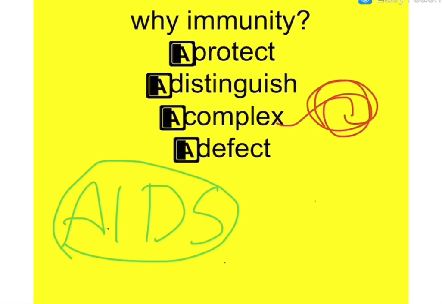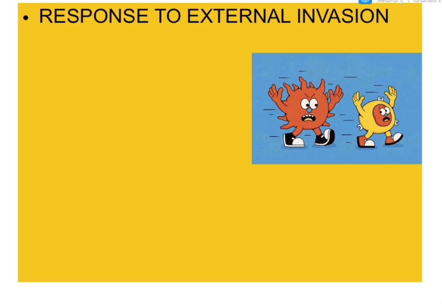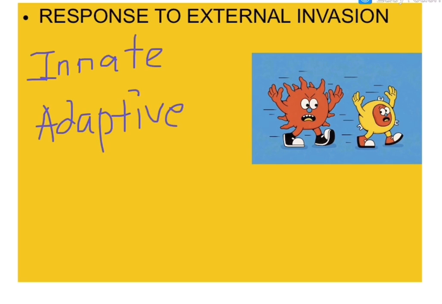On the other hand, if there is a defect in the immune system, it may also lead to the immune system attacking its own body tissues. That's another complication. Let's look at it in the pathology. So, looking at the response, our bodies respond to the external invasion by two mechanisms, that is, the innate and adaptive systems. So, do we know the first line of defense of our innate system?